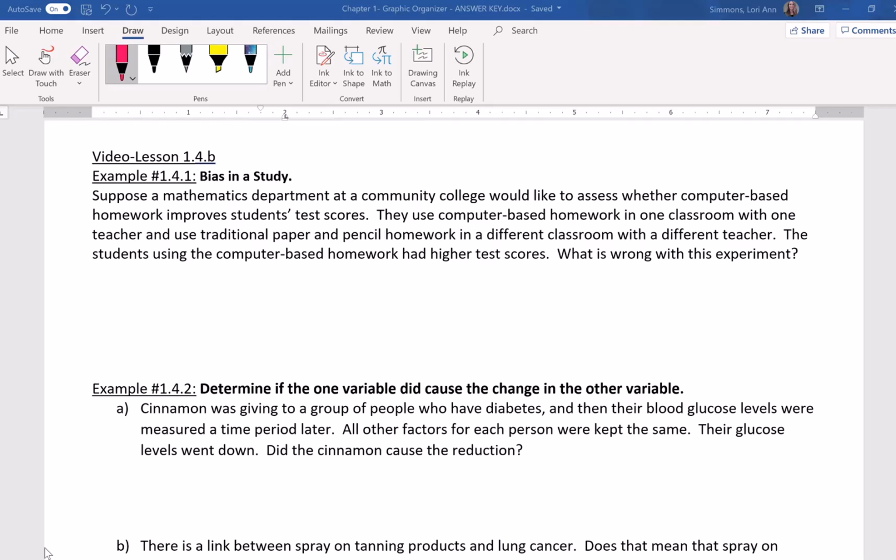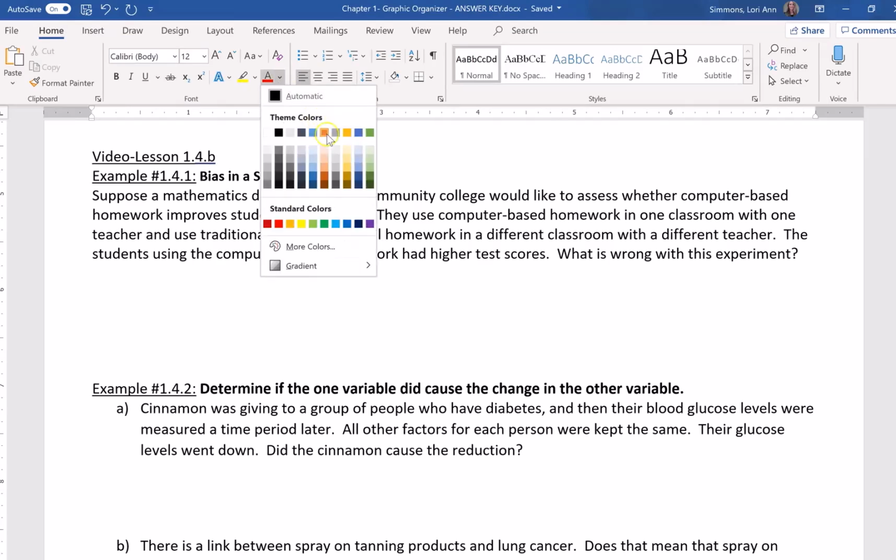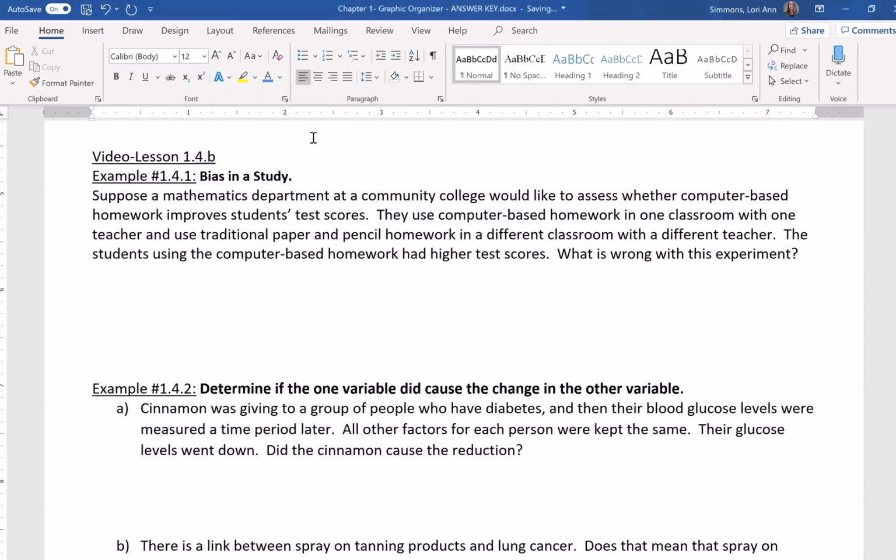They use computer-based homework in one classroom with one teacher and use traditional paper and pencil homework in a different classroom with a different teacher. The students using the computer-based homework had higher test scores. What is wrong with this experiment? Okay, so what I am seeing is that you're having two different teachers teach this using two different methods. So we have different teachers.